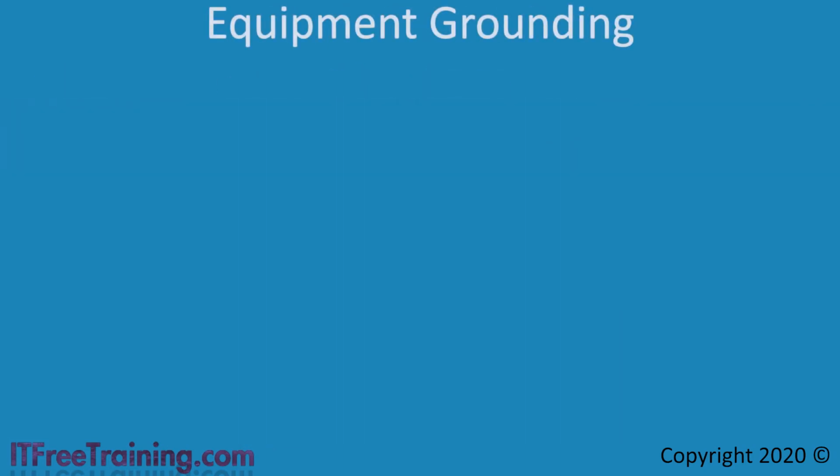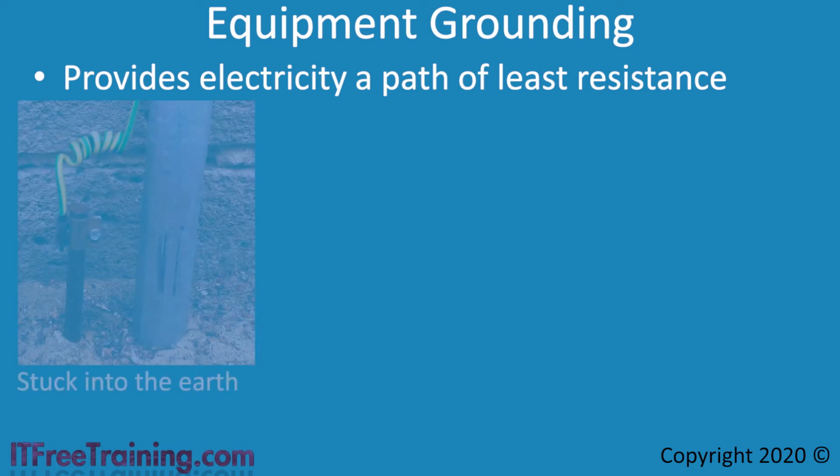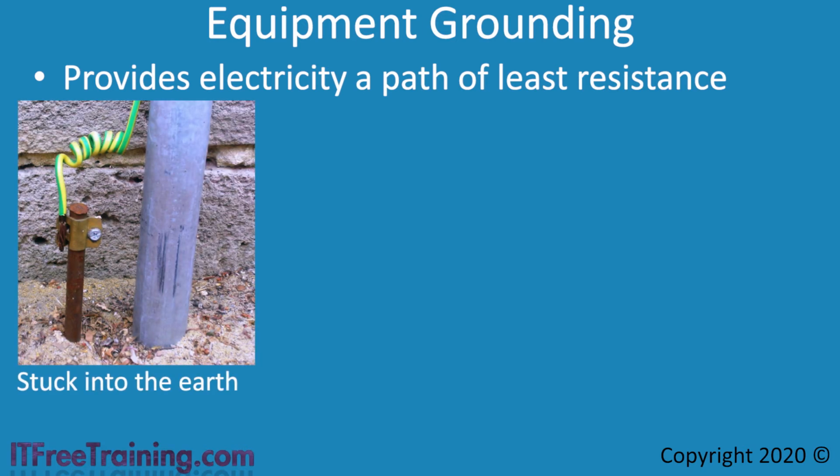Let's have a closer look. You will find that electrical equipment, machines, and other devices will have some sort of equipment grounding. This provides a path of least resistance for electricity. Hopefully, if there is a short circuit in the equipment, the electricity will go through the grounding wire rather than through you. Grounding can be achieved in a number of different ways. For example, the grounding wire can be stuck directly into the ground.